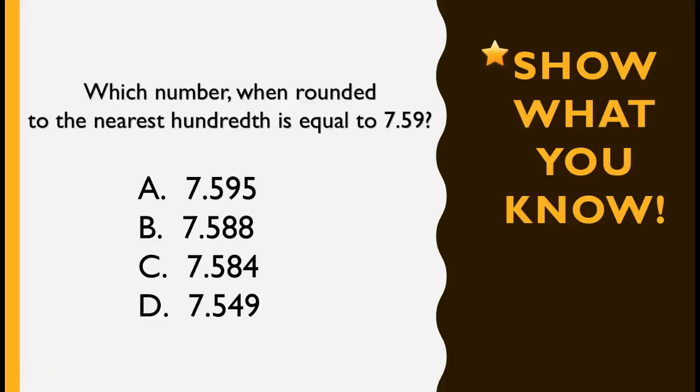So it says, which number, when rounded to the nearest hundredth, is equal to 7 59/100ths? So they've given you the answer. Which one of these, when rounded to the hundredth, would equal this? So you kind of do it backwards, which means you need to round all 4 of these to the nearest hundredth and see which one would equal 7 59/100ths. Take some time and work on that.